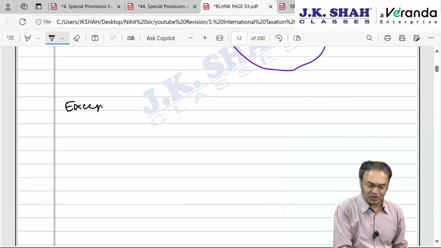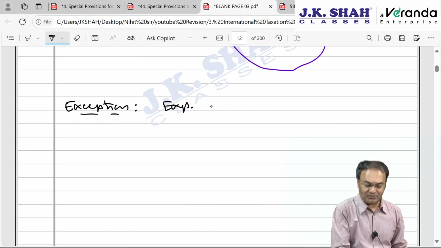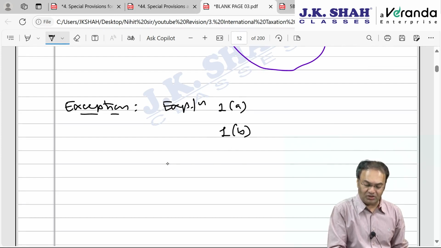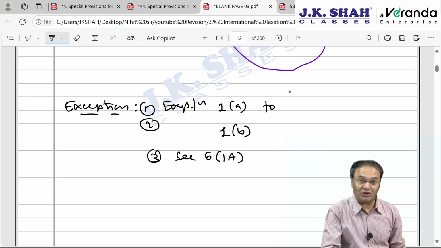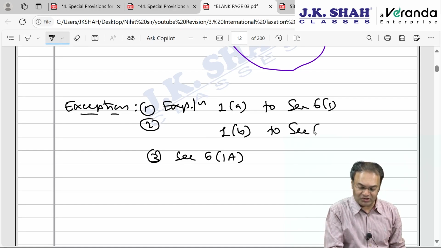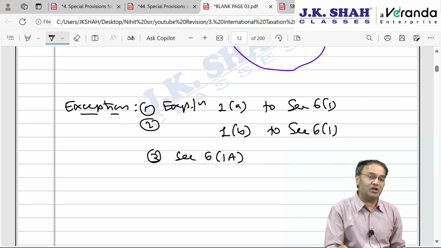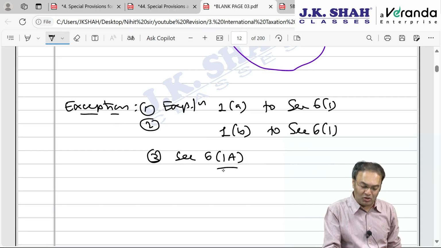Out of the 3 exceptions, 2 of them are governed by explanation. The first exception is explanation 1 clause A, the second exception is explanation 1 clause B, and the third exception is by virtue of the next clause, section 6 clause 1A. The first two are explanation 1 clauses A and B to section 6(1), but the third one is section 6 clause 1A.